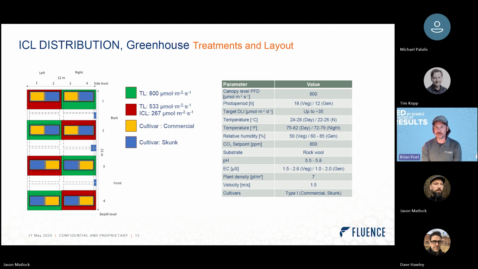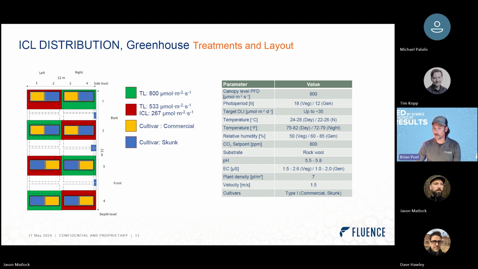Because this was done in a greenhouse, we replicated this 4 times simultaneously. You can see the layout there on the left, making sure that we're randomly distributing the treatments. The treatments in this case being 800 micromoles of top light alone compared to ICL. So we're taking 1/3 of those photons and moving them inside the canopy: 533 micromoles of top lighting per square meter per second, and then 267 micromoles via ICL.